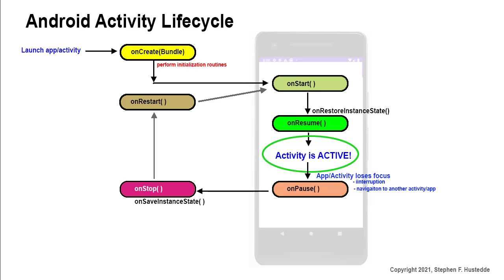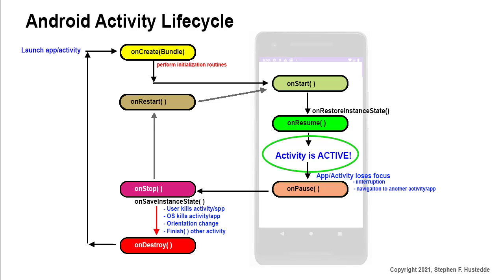It hasn't been killed, and so we'll go to the onRestart, start, resume, and then our app is active again. But we need to realize that any initialization that was taking place in the onCreate is not being done again, although everything in onCreate should be geared towards that initialization and not towards ongoing processes. So that is the life cycle of an activity.